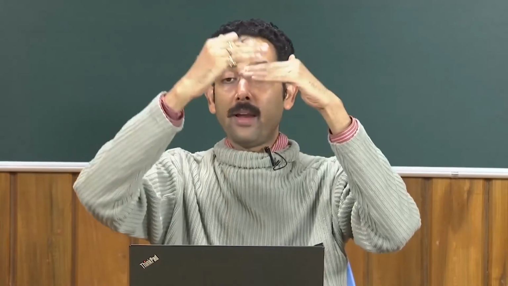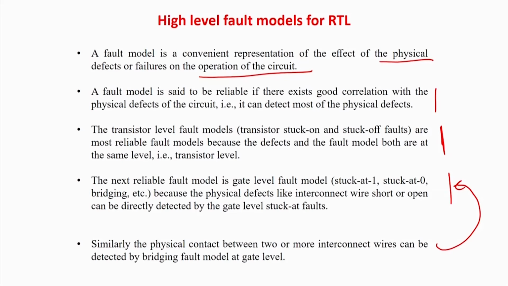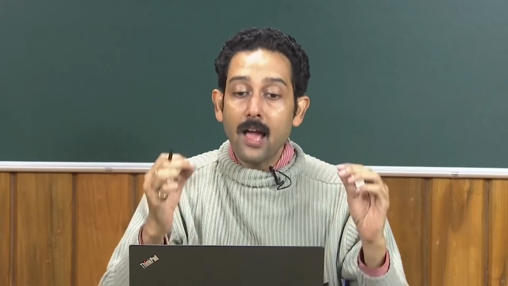Rather, people have tried to find fault models which have good correlation with the gate level and the RTL level, and they are thinking of an indirect transitive relation. That is, the gate level has very good correlation with the transistor level, and if we make fault models which have very good correlation with the gate level, maybe there will be a good correlation with the transistor level and defect level. So that is the idea of the high level fault models applicable for RTL.